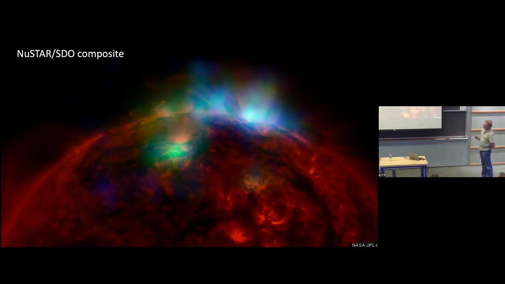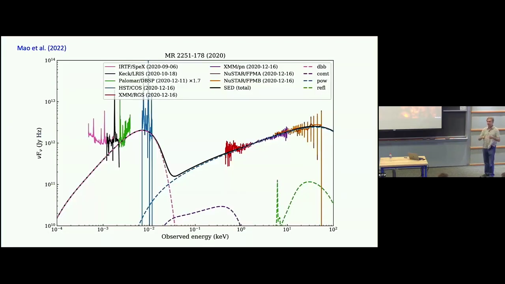Now, in the solar corona, a very small fraction of the total bolometric energy comes out in X-rays. It's something like 1 part in a million. One fundamental difference with black hole coronae is that fraction is much, much larger. So these coronae are a much more energetically important component of the system.